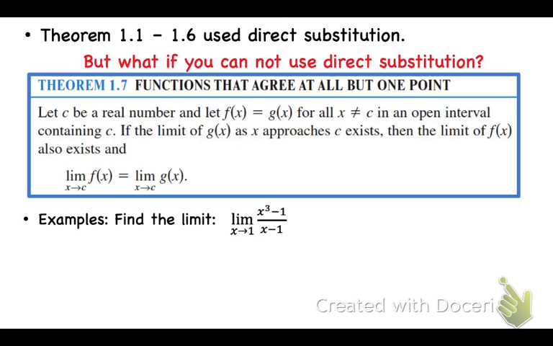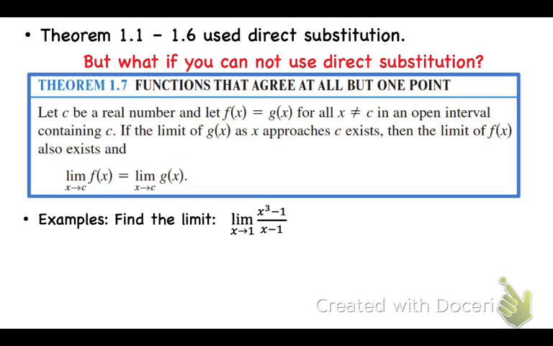Okay, so 1 through 6, and we'll do this one and that's it. We're not going to go any further today. Theorem 1 through 6 was called direct substitution. That was easy. Always do it first. But what happens if it doesn't work?